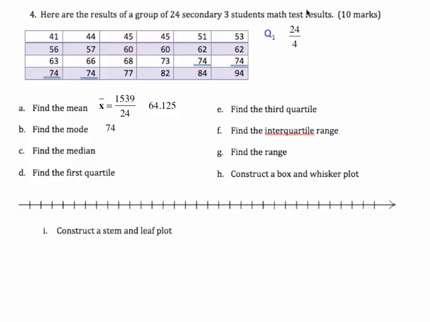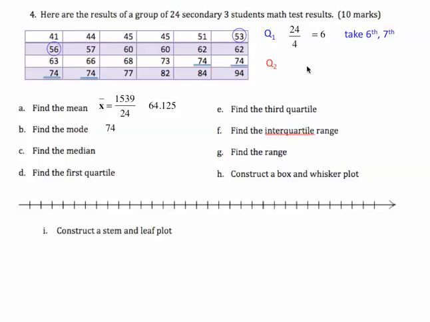For quartile 1, we have 24 values. Divide that by 4, and that gives us 6. Because this is a nice integer, or a whole number, I'm going to take the 6th and the 7th, and take the average of them. So the 6th and the 7th are 53 and 56, and then I take the average of those two.